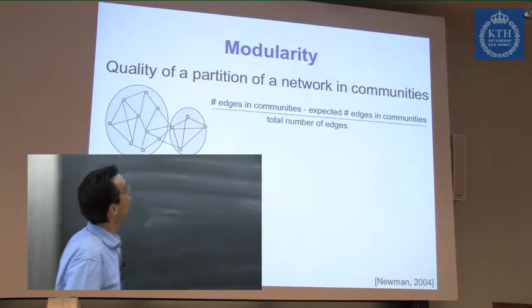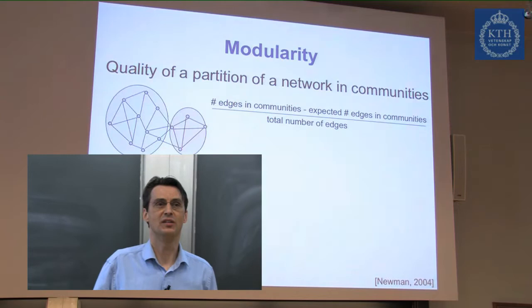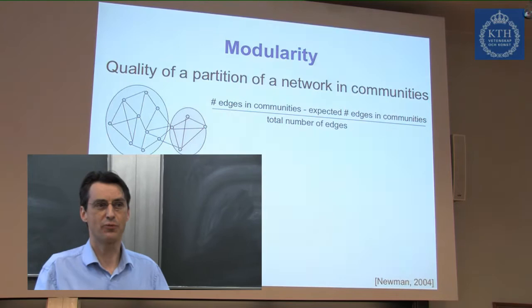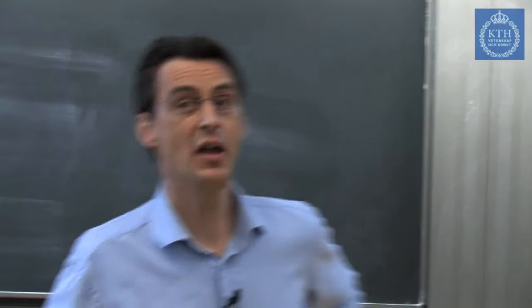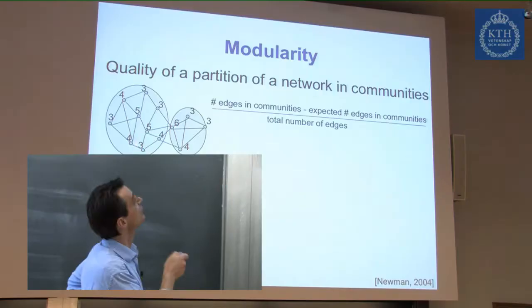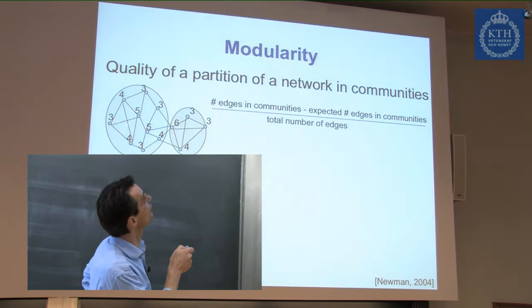So how do we define the expected number of edges in communities? Well, there are several ways of doing this, and you may use different types of models that give you the expected number of edges. I'm going to describe now the most common one, the one that was introduced in this paper. First, remember for each of these nodes what the degree is. The degree of a node is the number of its neighbors. So this node here has three neighbors, it has degree three.